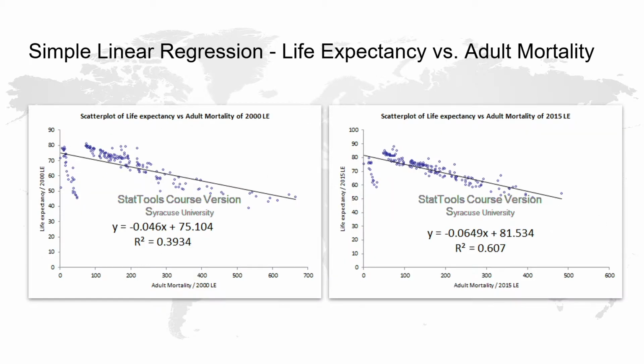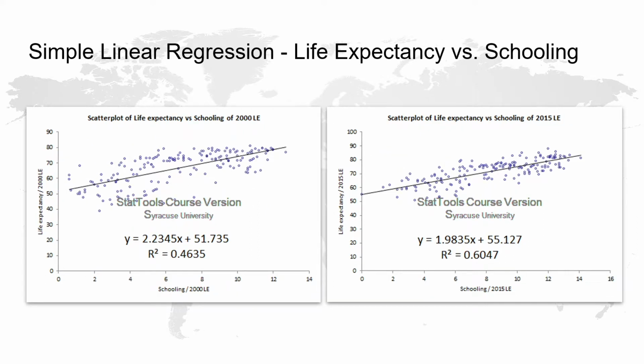A simple linear regression of life expectancy versus adult mortality in the year 2000 as compared to the year 2015 shows us that adult mortality is a better predictor of life expectancy in the year 2015 than it is in the year 2000. And it also shows that they have a linear relationship. The scatter plot we devised for schooling versus life expectancy, as schooling being a predictor of life expectancy.